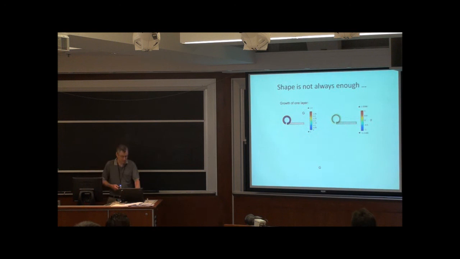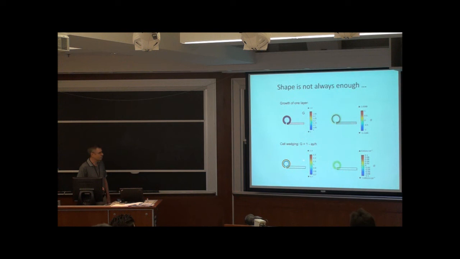We can also generate the same shape by just modeling cell wedging, which is a linear growth distribution across the beam, where it's positive on the bottom side and it becomes negative on the top side. Linear distribution curls around into a circular shape, but there's no stress. So in this case, you have the possibility of two shapes that are essentially the same. One gives complex stresses, the other gives no stresses.